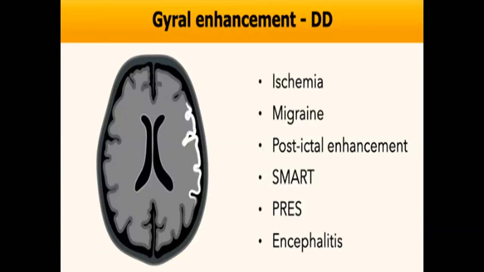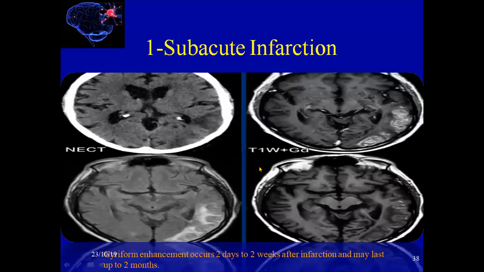Number 3, we have what's called gyral enhancement, which may be seen in ischemia, migraine, seizure, SMART syndrome, PRES, and encephalitis. Firstly, we have a subacute infarction here. This is the gyriform enhancement. It may appear 2 days to 2 weeks after infarction, and may last for 2 months.